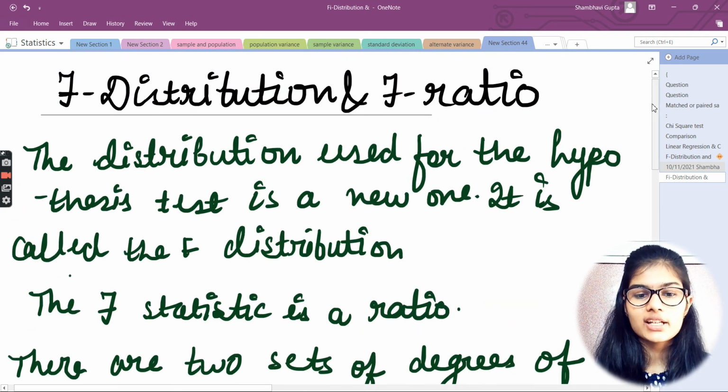Now, how do we calculate the F ratio? We have two estimates of the variance. That I will be discussing in the next video.